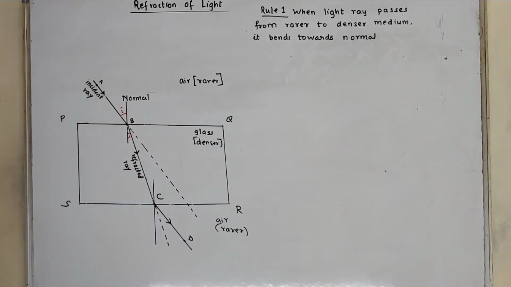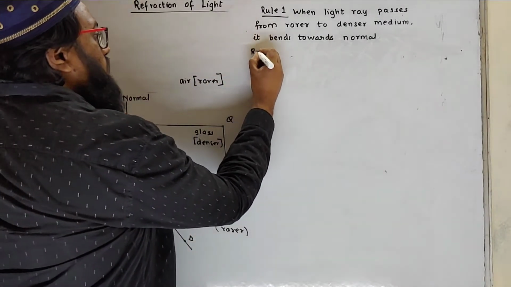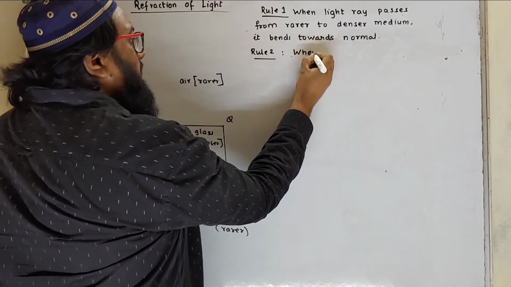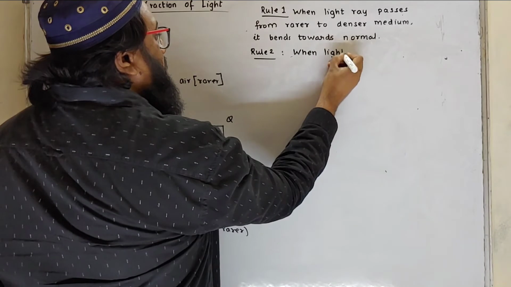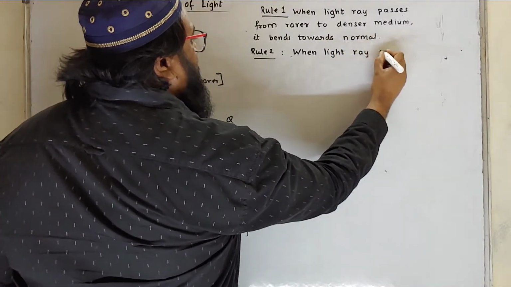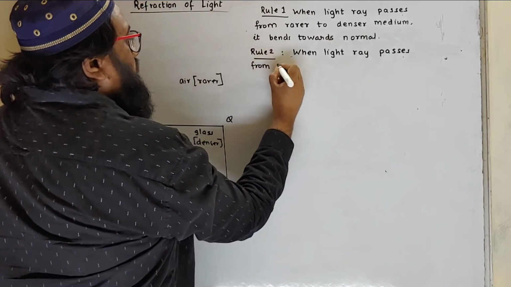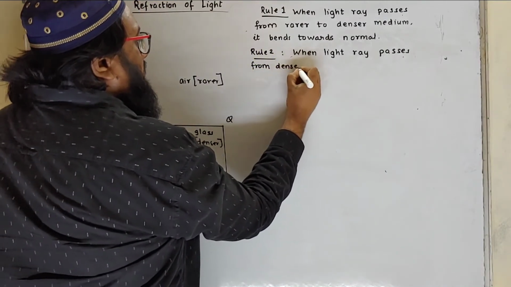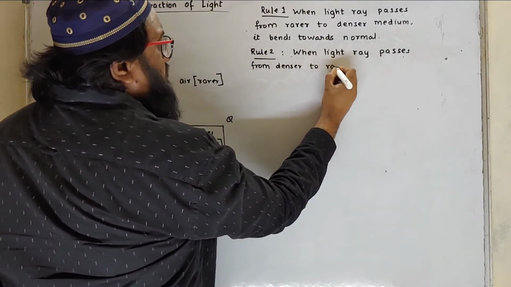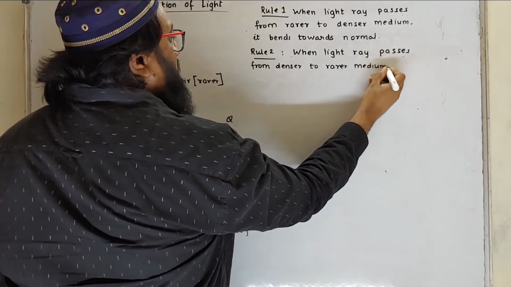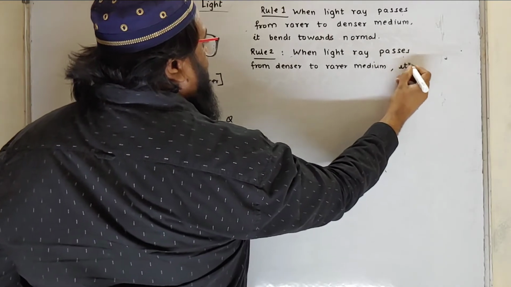So second rule, what is rule 2? Rule 2 states that when light ray passes from denser to rarer medium, it moves away from the normal.